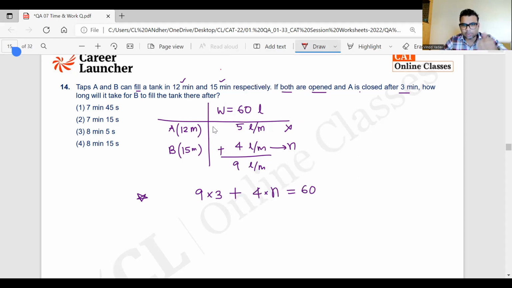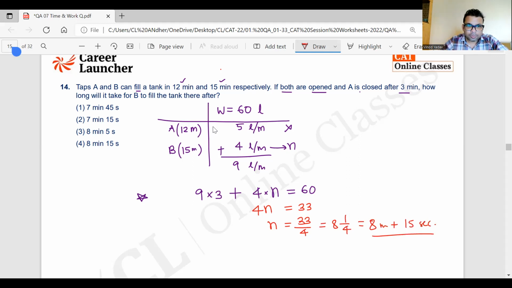So I hope you're getting this slowly. So 4N is equal to 60 minus 27. 60 minus 27 is what? 33, right? So 33 divided by 4, 4 8s are 32, just 1 by 4. So 8 minutes completely plus 1/4 of a minute, meaning 15 seconds. 8 minutes, 15 seconds. Got it, champions? Okay, superb. Keep it up, keep it up.